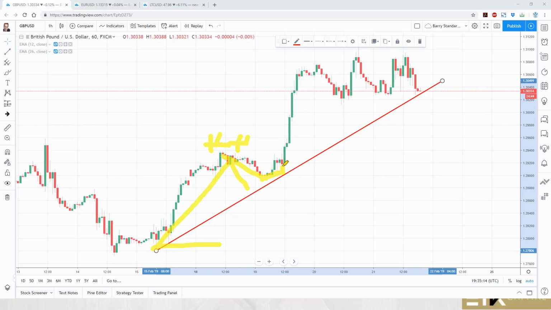So there are steps. Then it's going to make a higher high, and then it's going to make a higher low, which is this low, which is higher than this low. Then it pushes up to make a higher high, then eases back down to make a higher low, pushes back up to make a higher high, and comes down again. And so what we end up with is a set of steps.